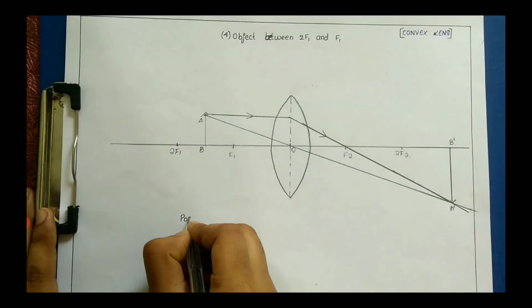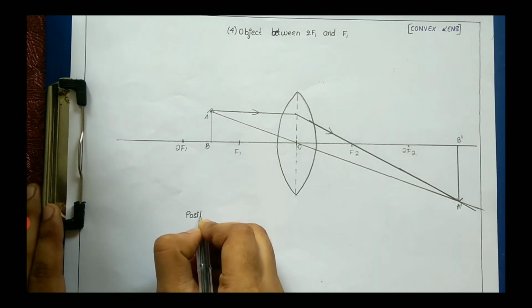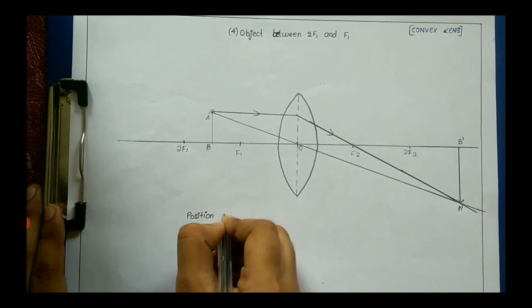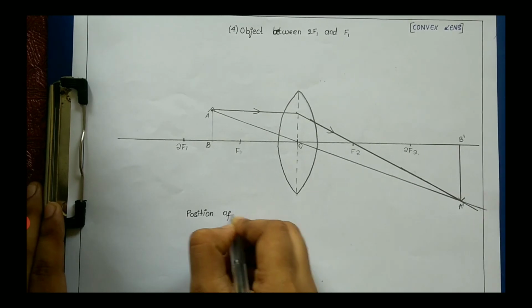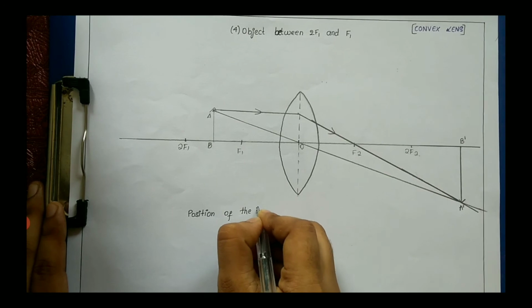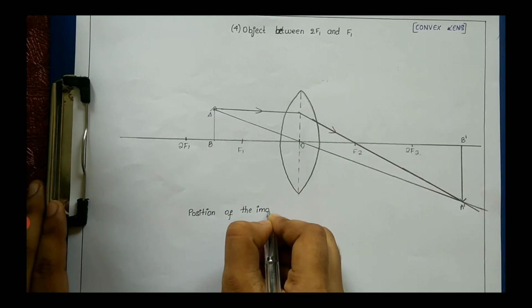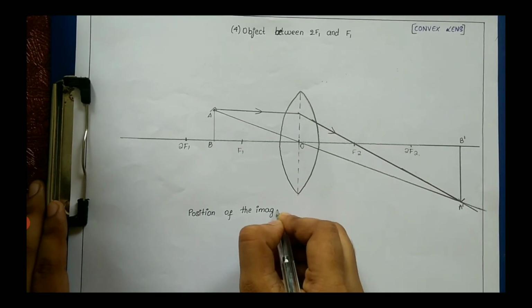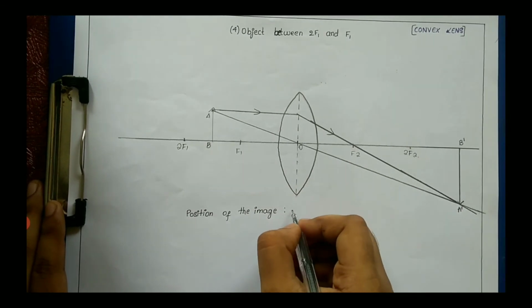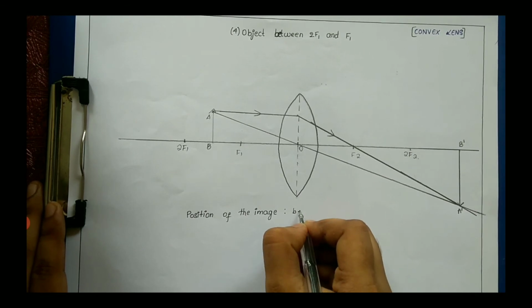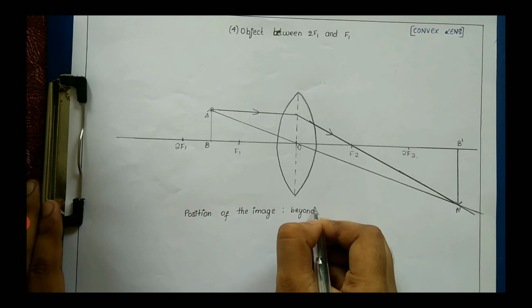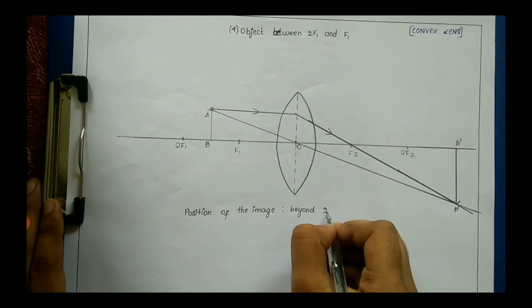So you write position of the image. What is the position of the image? It is beyond 2F2. Right? The position of the image is beyond 2F2.